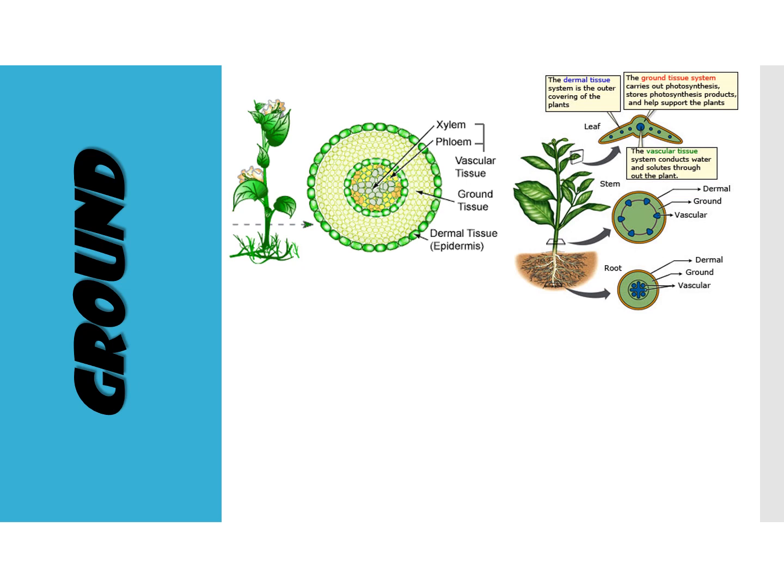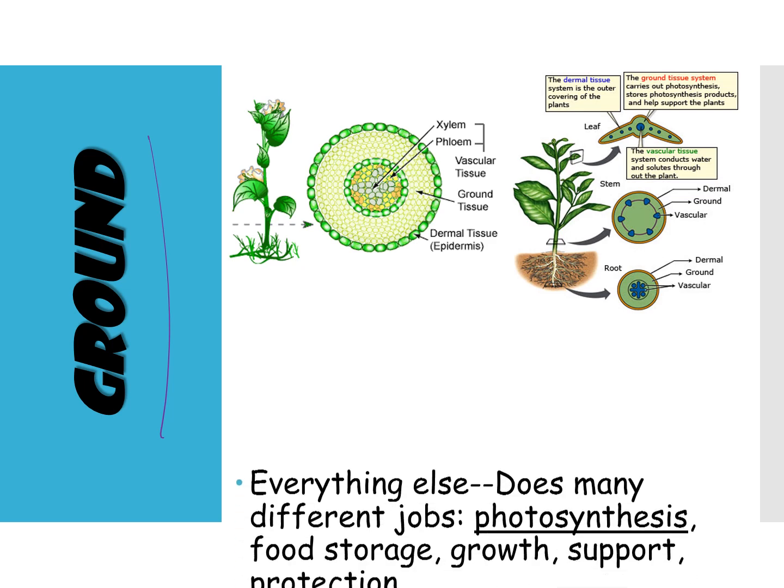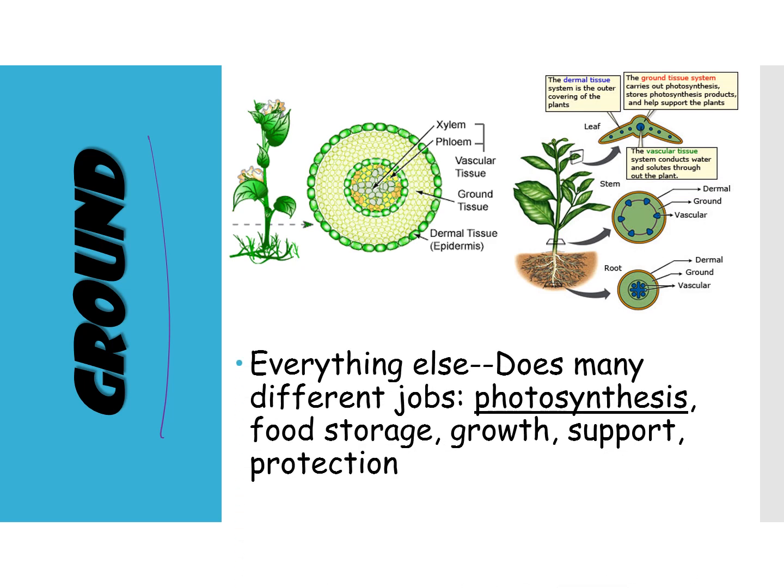The last kind of tissue in a plant is called ground tissue. And it's kind of everything else that makes up a plant. So it has lots of different possible jobs. It's just not transporting, and it's not for protection or preventing water loss.